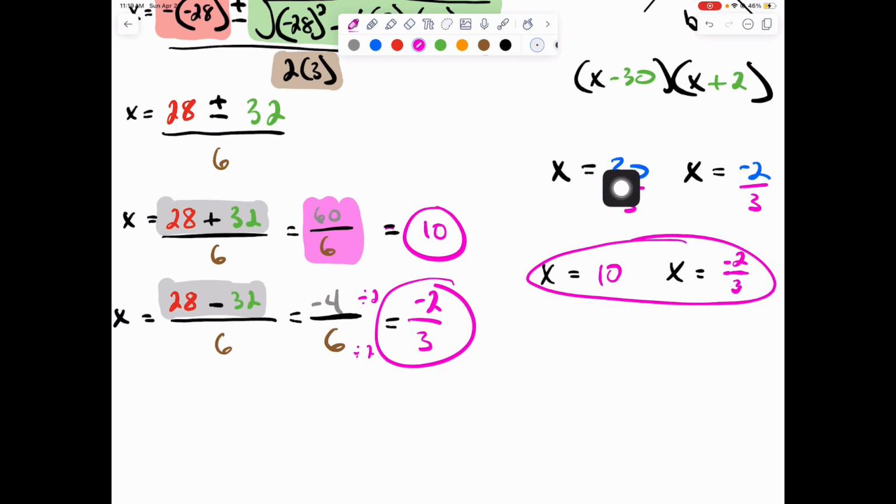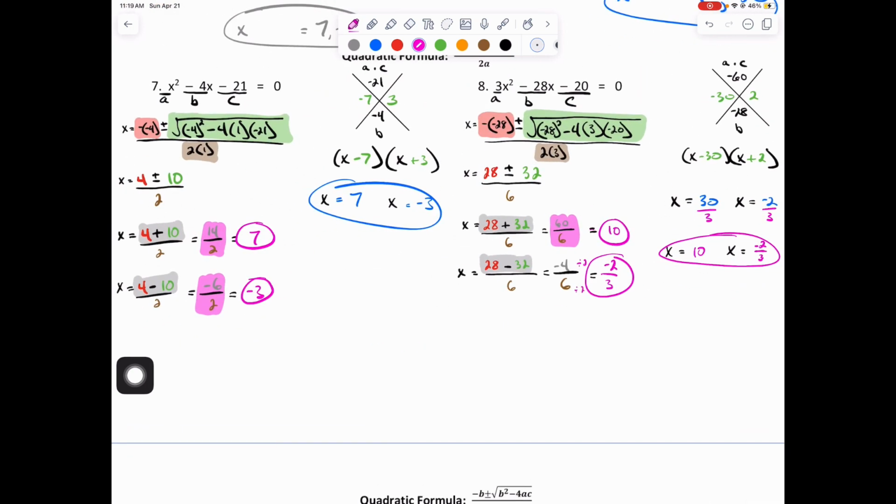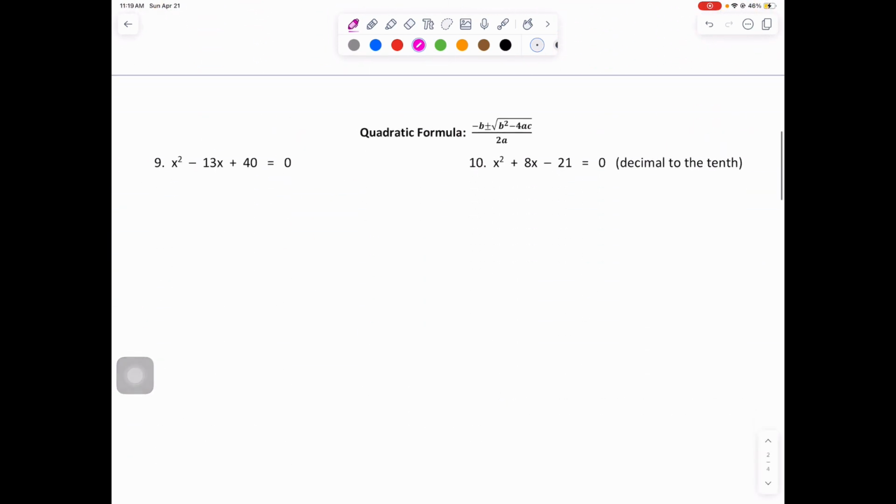So 30 divided by 3, and x equals negative 2 divided by 3, which gave us our two solutions, or what our x-intercepts are. All right, moving forward to number 9.